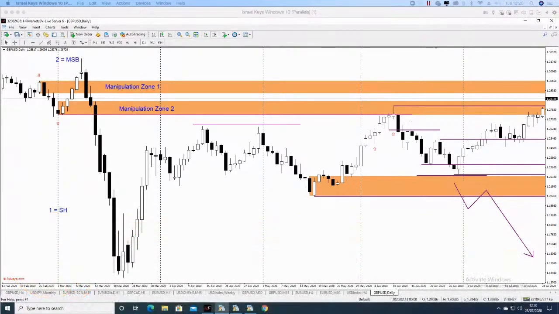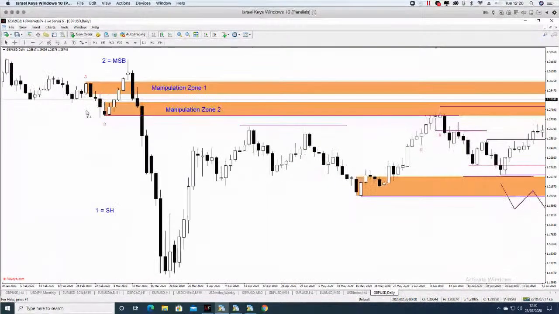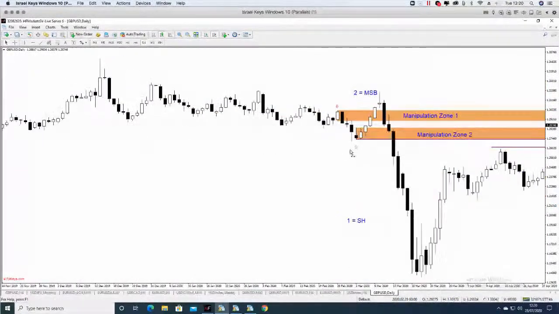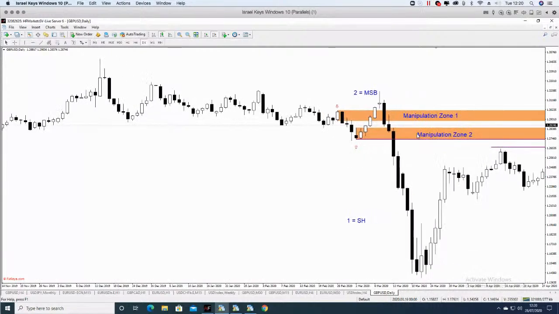That's right. Now, you don't need to be able to see the manipulation zones form in real time. This is the beauty of trading with institutional order flow. You just need to be able to notice them after they have formed. While they're forming, you don't need to know they're forming. But once they've formed, right?